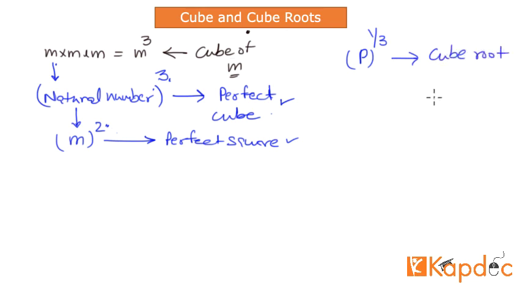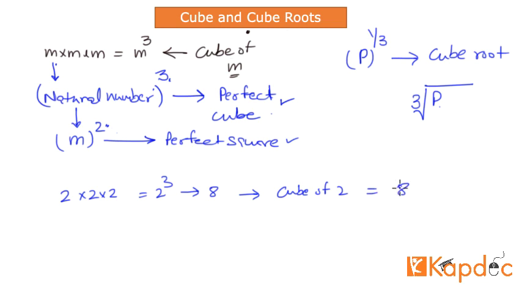It can also be written as p inside the root operator, with a number 3 that signifies that it is the cube root of the number p. So for example, if I take the number 2 and multiply it 3 times, I get 2 to the power 3, which is 8. Hence, it is said that the cube of 2 is equal to 8.